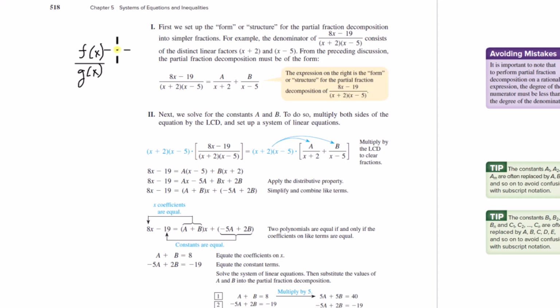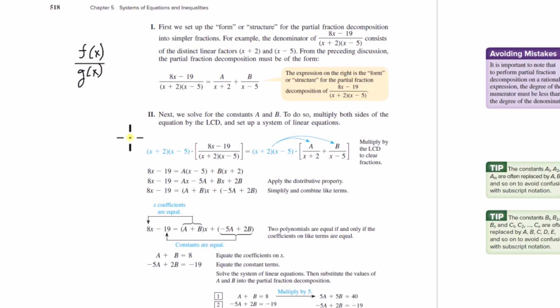Now let's say we have a rational expression like this with the degree of the numerator less than the degree of the denominator. Then the first step is we're going to write out what they call the form or the structure of the decomposition. You're going to say that rational expression is equal to, and then on the other side of the equal sign, you're going to write out the form of the decomposition. The form is going to be based on the denominator of the rational expression, the denominator only; the numerator doesn't matter at all. The form of the partial fraction decomposition is going to be based purely on the denominator.